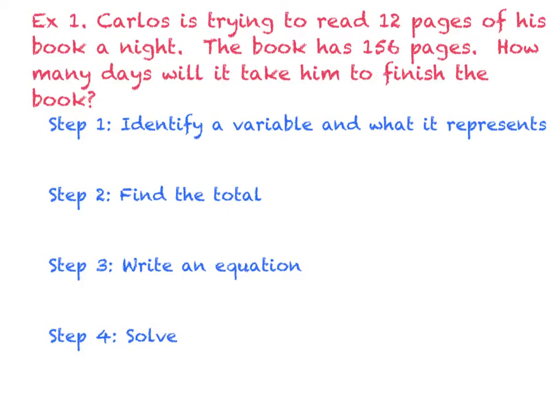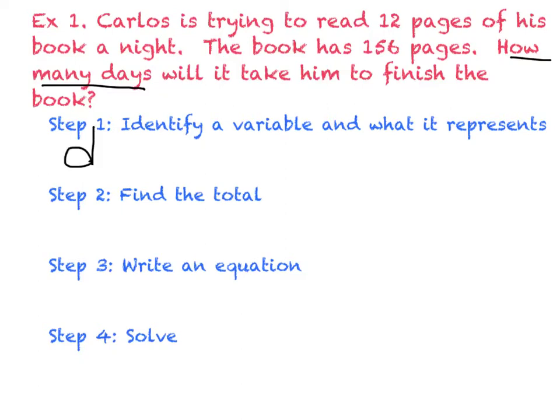So we first want to identify a variable and what it represents. If I remember, variables stand for unknown numbers. So in a word problem, the unknown number is going to be the question mark, the thing that I'm trying to find. So when I look back at the word problem, I notice that I'm asked to find how many days it will take him to finish the book. So that's going to be our variable. Just like normal, I can pick any letter that I want. I'm going to choose D since we are working with days here.